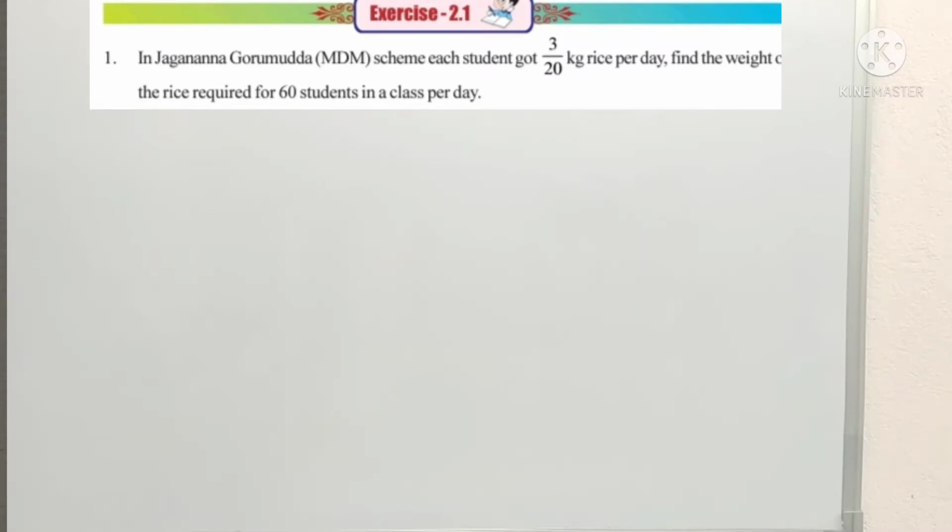Today we will see our exercise 2.1 in this video. So here in 2.1, all problems are word problems. There are 8 problems. We will see now. The first one: in the Jagananna Gorumudda MDM scheme, each student got 3 by 20 kg rice per day. Find the weight of the rice required for 60 students in a class per day.